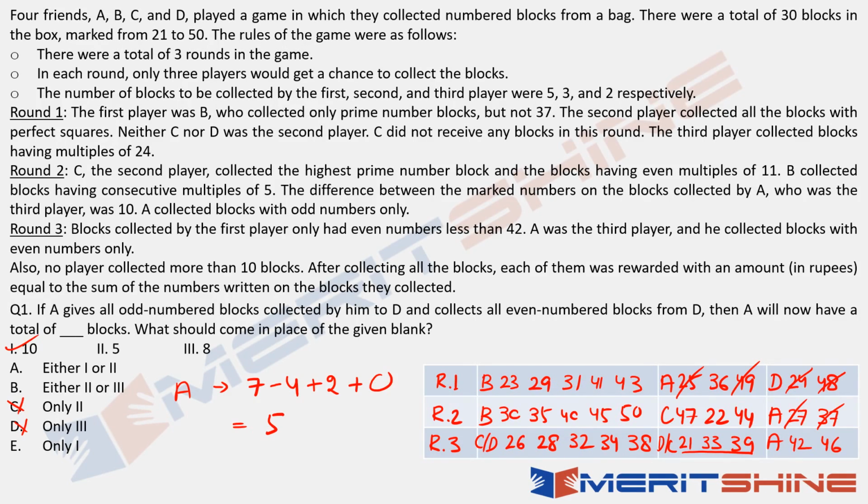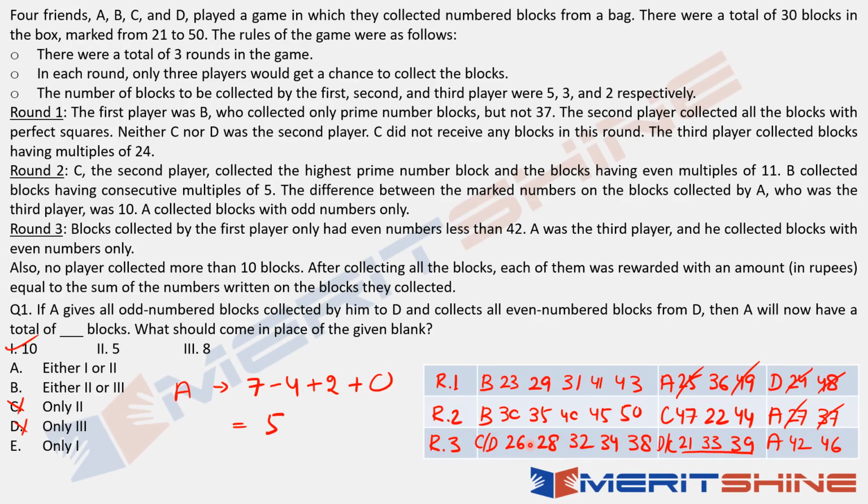Ideally I should not have written this. I have written this 0 so that the explanation is clear. So it goes like this. A had 7 initially, and which 7? 1, 2, 3, 4, 5, 6, 7. Then A loses 4. Which 4? These odd numbered, 25, 49, 27, 37. He gives all these odd numbered blocks to D. So 7 minus 4. Then he collects all even numbered blocks from D. Which are the even numbered blocks of D? These round 1 blocks. Third player was D, 24, 48. They come back to A. So that is this plus 2.